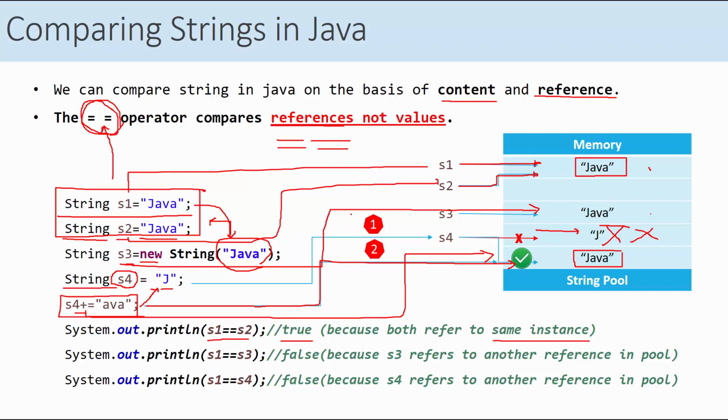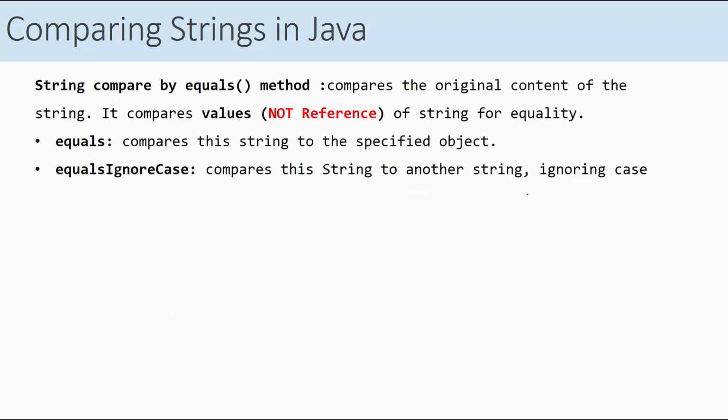You need to understand this in Java to understand the output you get sometimes when you compare strings using the double equality operators. This way is not safe. You are better off using the equals method.